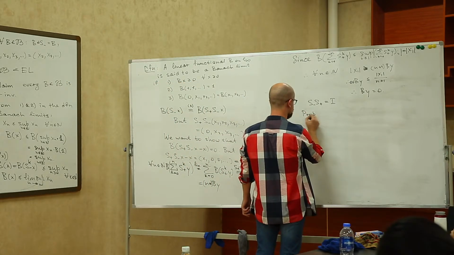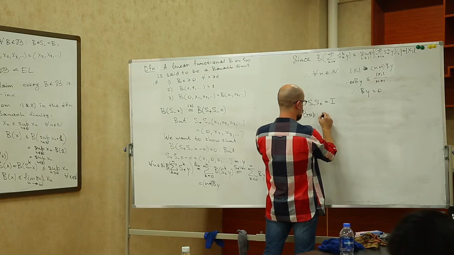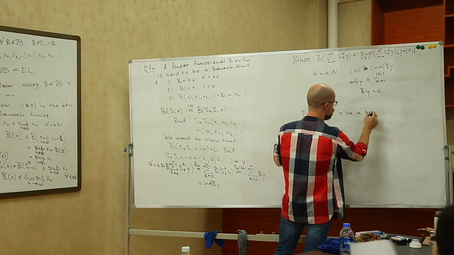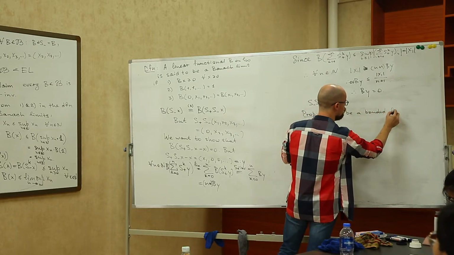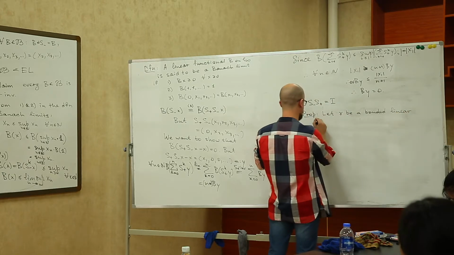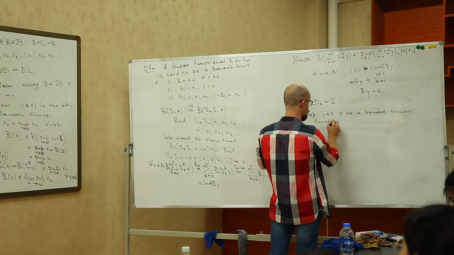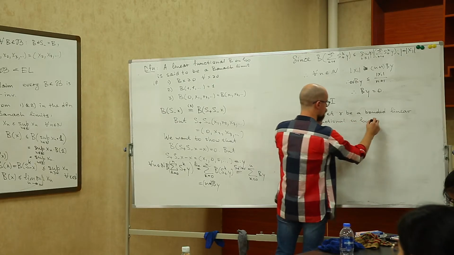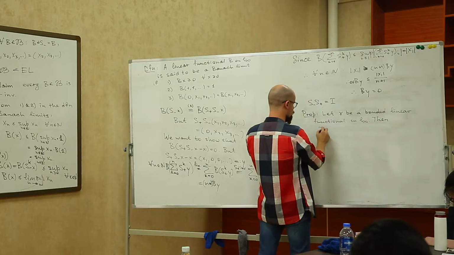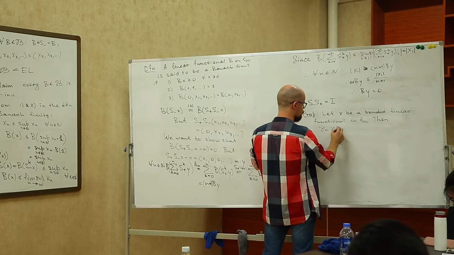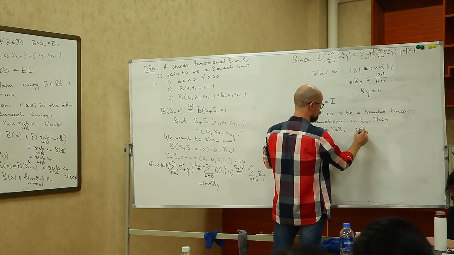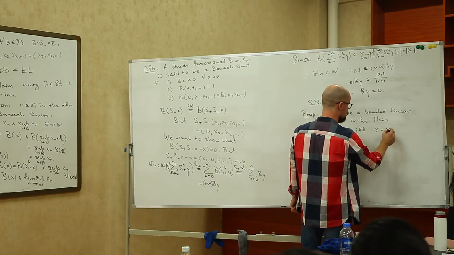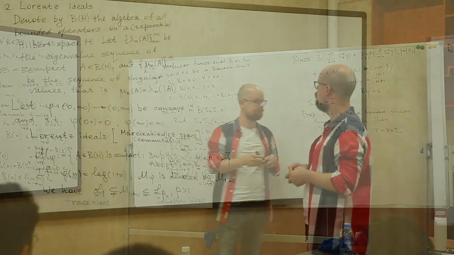Proposition. Let omega be a bounded linear functional on L infinity. Then omega is S plus invariant if and only if omega is S minus invariant.